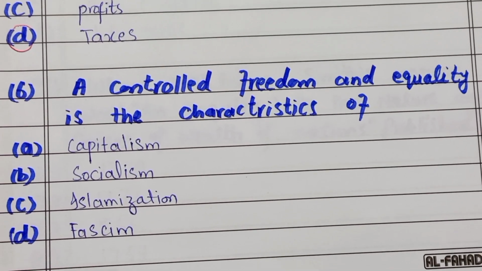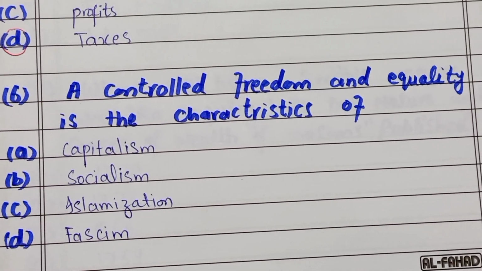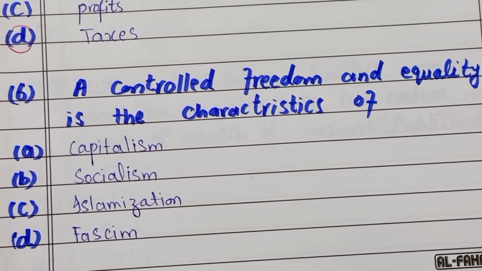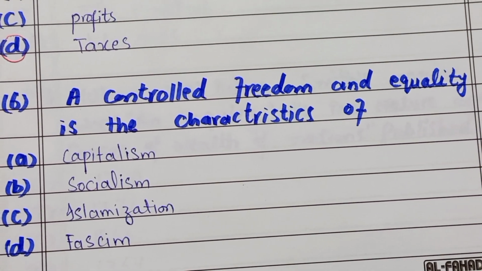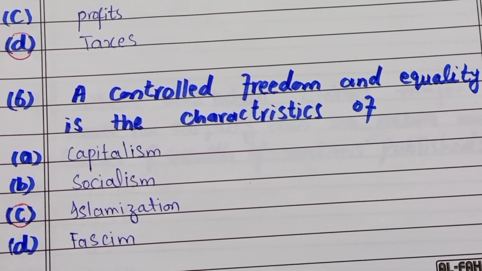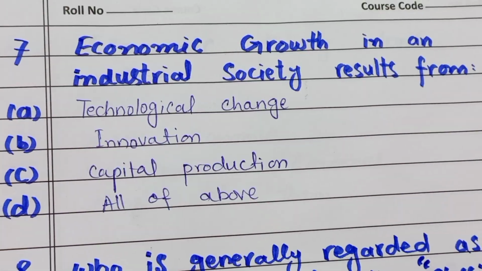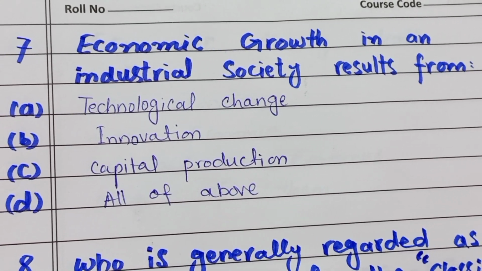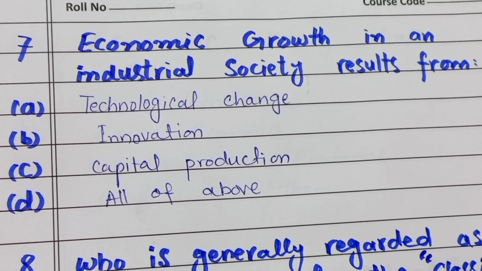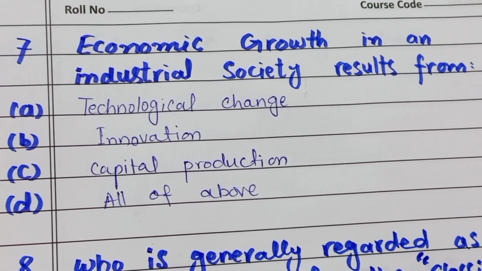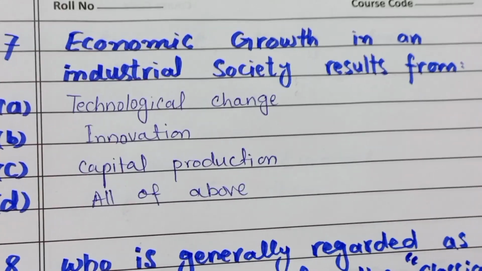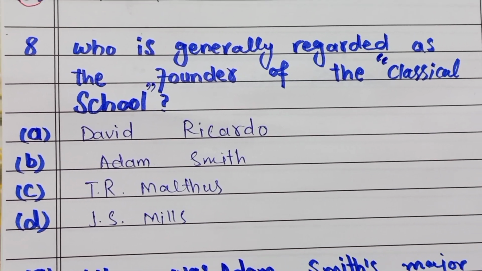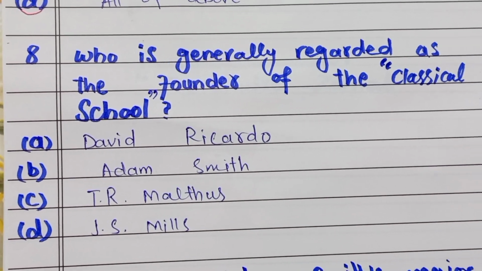Number 6 MCQs is, controlled freedom and equality is the characteristics of capitalism, socialism, Islamization, fascism. The correct answer is C, Islamization. The 7th MCQs is, economic growth in an industrial society results from technological change, innovation, capital production, all of above. The correct answer is all of above.